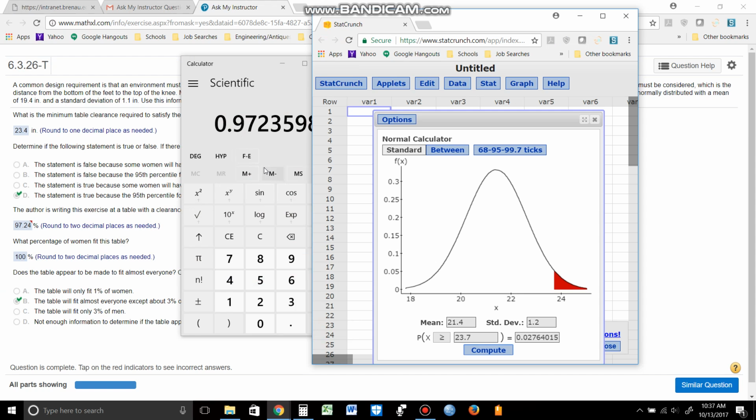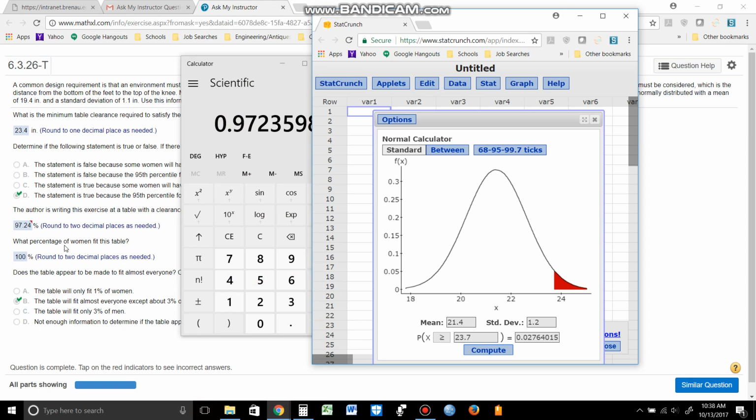Percentile is the value such that the area to the left of that value is whatever the percentage is. For example, a 95th percentile means that I'm looking for a value such that the area to the left of that value under the normal curve is 0.95. Remember that the area under the entire curve must be 1. So finding the 95th percentile is the same as finding the area in the upper tail of 0.05, because 1 minus 0.95 is 0.05.